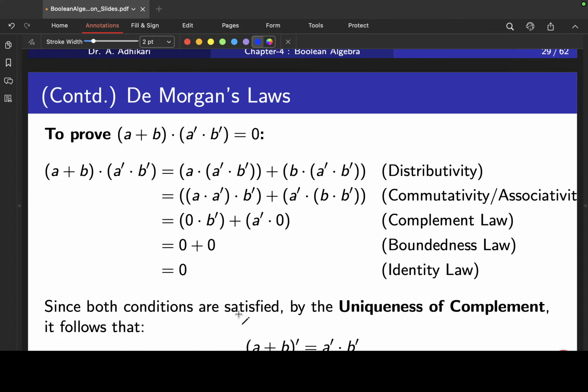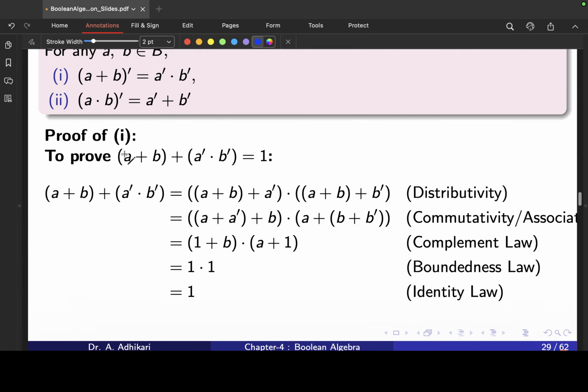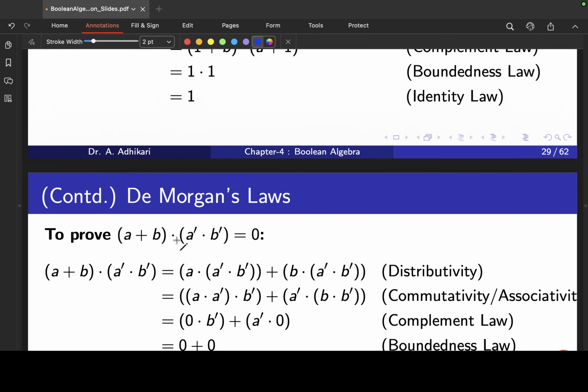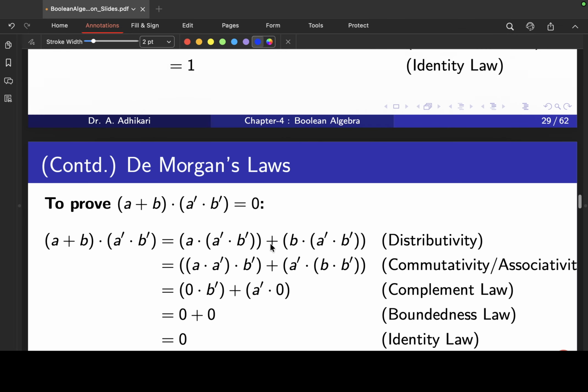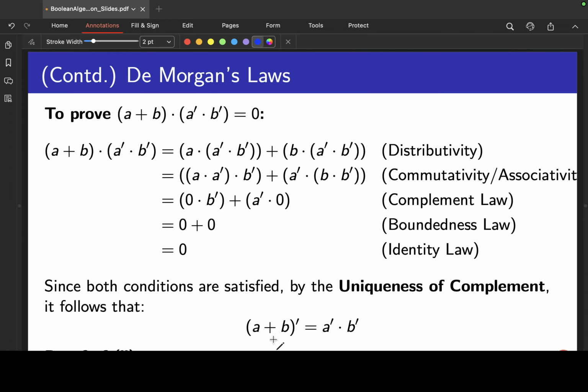Since both conditions are satisfied, by the uniqueness of complement, (A + B)' equals A'·B'. From the first part, we get this element plus A + B equals 1, and here A + B times this element equals 0. So obviously, by the complement law, this element A'·B' must be the complement of A + B. So we can write (A + B)' equals A'·B'.